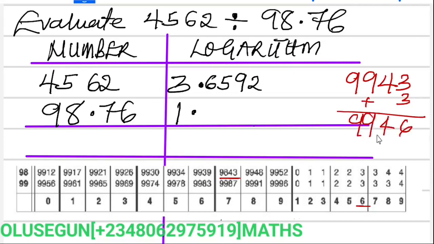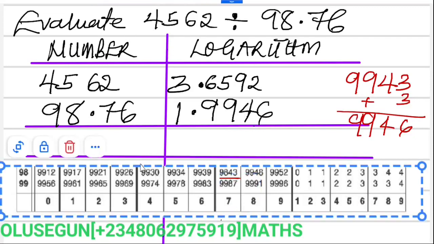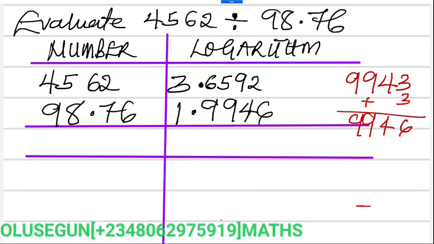So in having this, it means that the logarithm of 98 under 7 difference 6 is 9946. If it is 9946, now let's clean the rough work here. Let's bring them down.